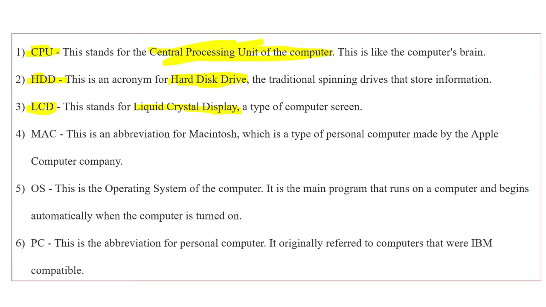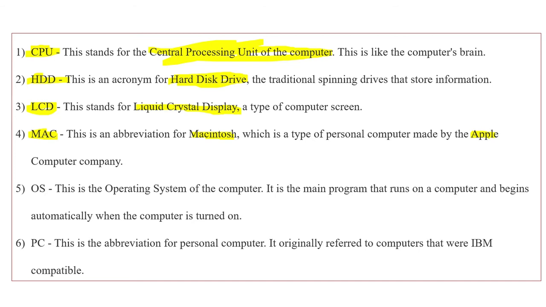Then we have MAC. This is an abbreviation for Macintosh, which is a type of personal computer made by Apple computer. Already discussed this, that like we have Windows, similarly Apple company provides an operating system or devices which have the operating system named Mac. MAC we say in smaller form, but the full form is Macintosh, okay, clear till now?